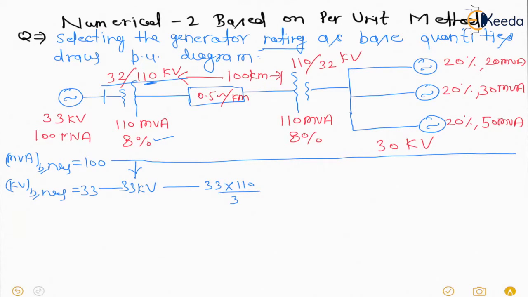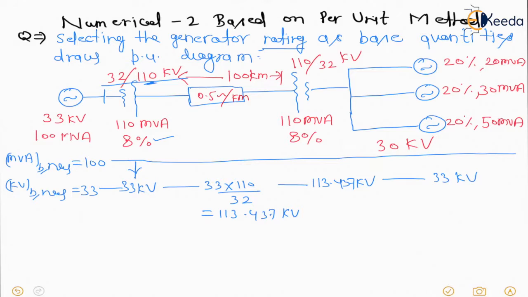So 33 into 110 upon 32, which when we calculate comes to 113.437 kV, and this will be same for the second transformer. For all these motors it will be 113.437 into 32 upon 110. When you calculate, this comes out to be 33 kV. So these are the new base voltages and new base power.